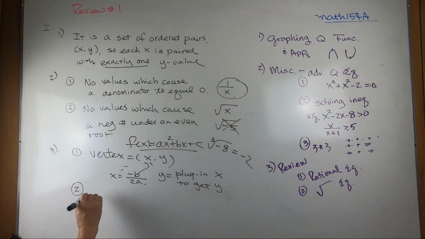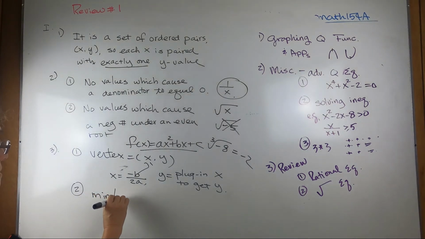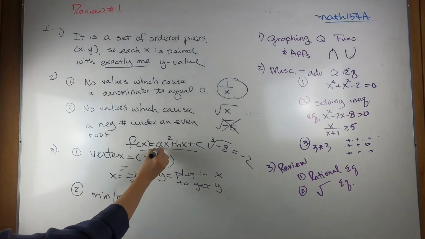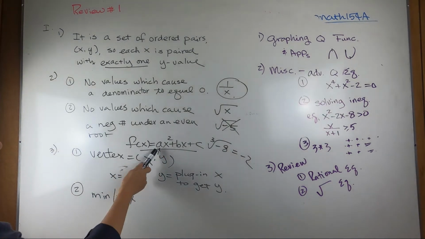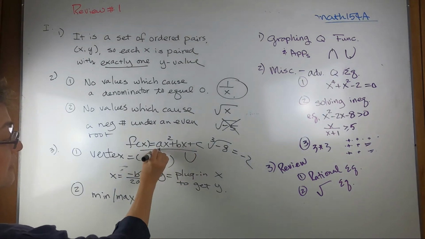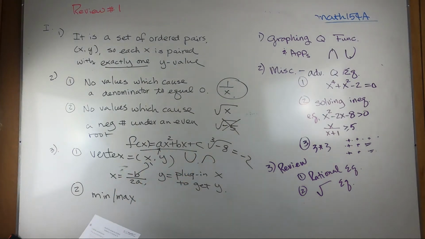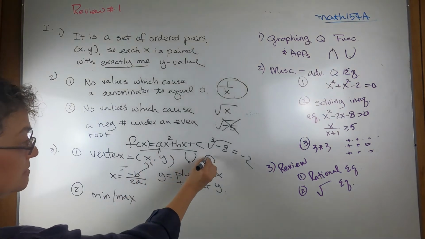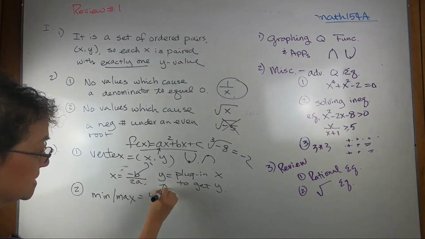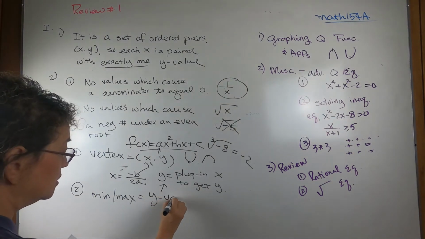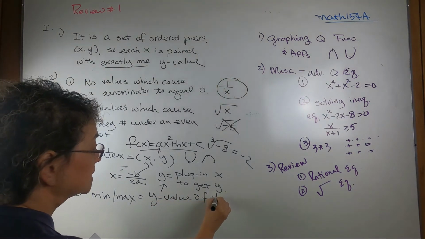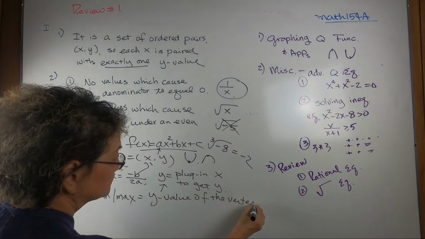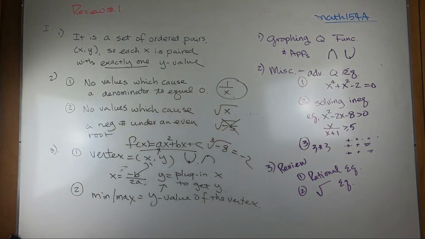How do you find the minimum or maximum? If a is bigger than 0 and positive, it opens up. If a is negative, it opens down, right? Then the maximum or minimum is this guy, the y value of the vertex. Is that right? Okay, so we reviewed the concepts we have been doing.